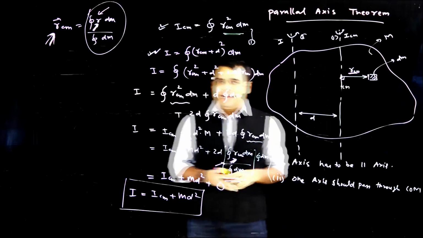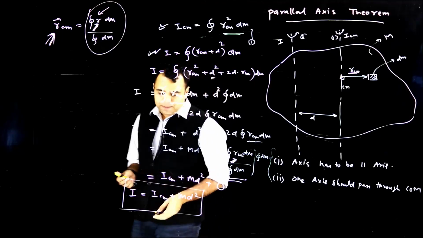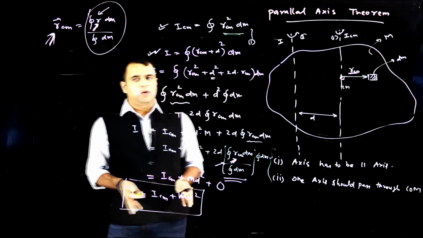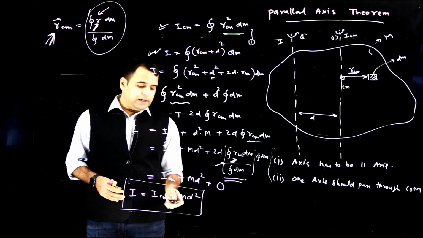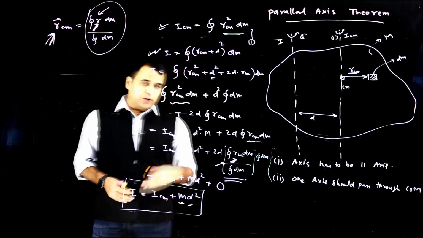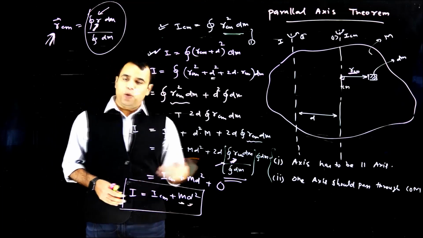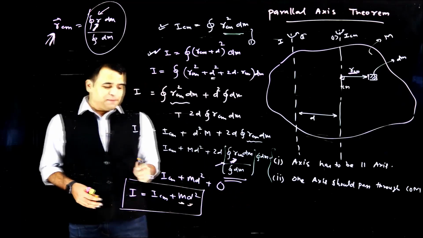Okay, so this is the relationship we are getting. And in this formula, we are talking about moment of inertia, which cannot be a negative quantity. So ICM is going to be a positive quantity, M is going to be a positive quantity, and D square is going to be a positive quantity. So on the right hand side, there are two terms, and both are going to be positive quantities.